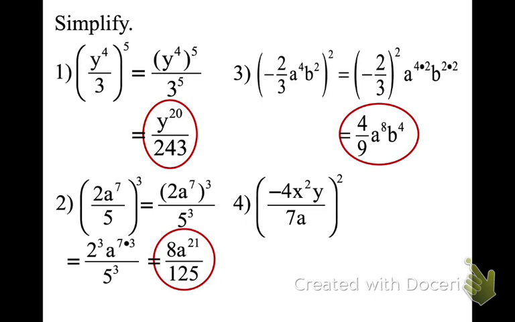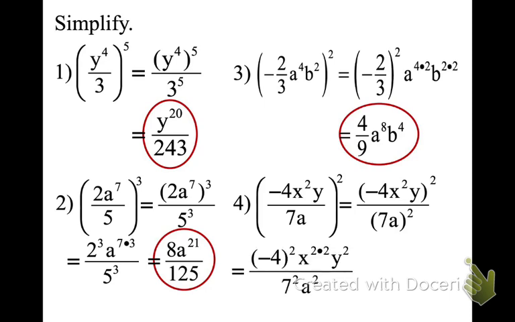All right, so I'm doing negative 4 squared, x squared, and x squared times squared. Again, I would skip this step and go right to this next step. Negative 4 is squared, x squared times squared, y squared, 7 is squared, a is squared, which simplifies to 16 x to the 4th, y squared, over 49 a squared.